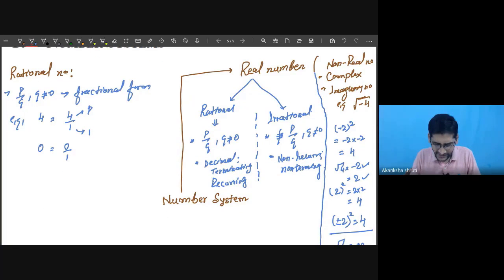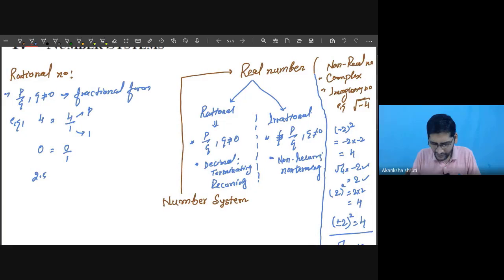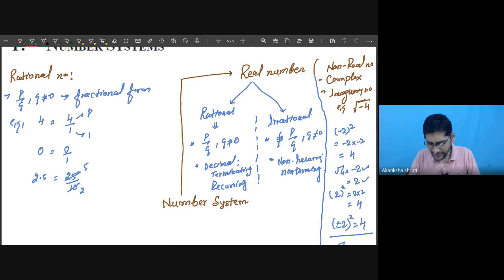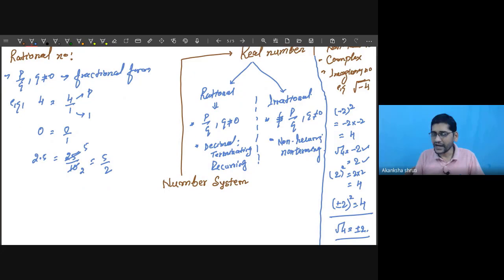Even if we are taking 2.5, what is this? It means it is 2.5. So the point can be removed by placing 10 below it, and the common factor can be cancelled. So it becomes 5 by 2. So these integers and this decimal number, all these are rational numbers.